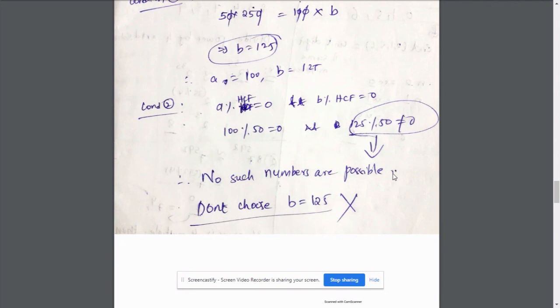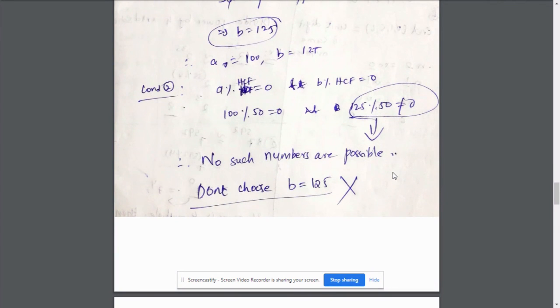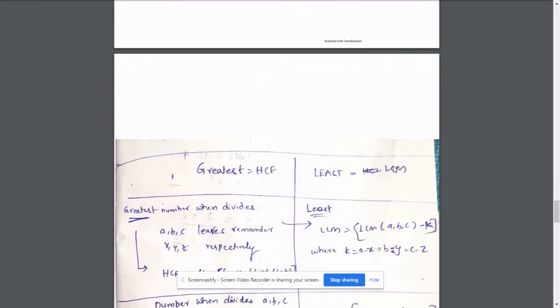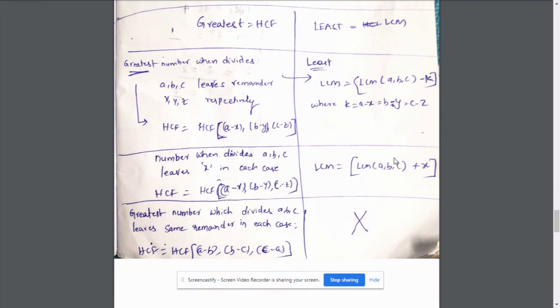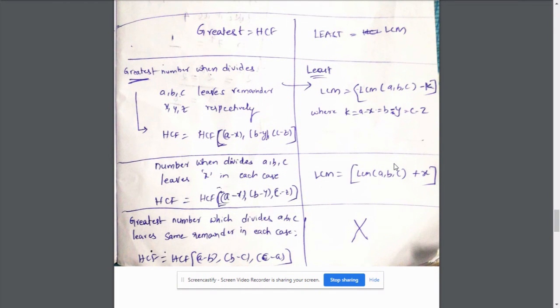Generally, people will make a mistake here. They will choose this number and go to the option, but this is false. Many of us will make the mistake here, so we should be careful by implementing all these three rules. This is about HCF and LCM, and please take a screenshot of this. This is very common. You need to learn these things by heart.